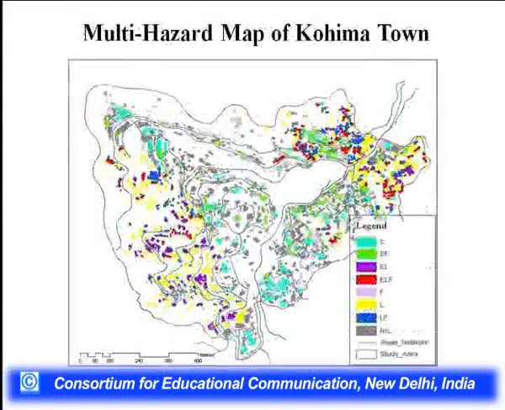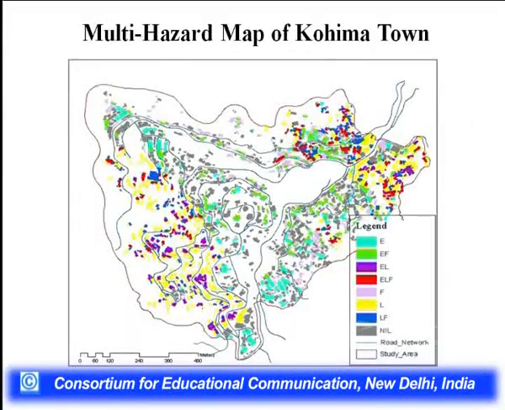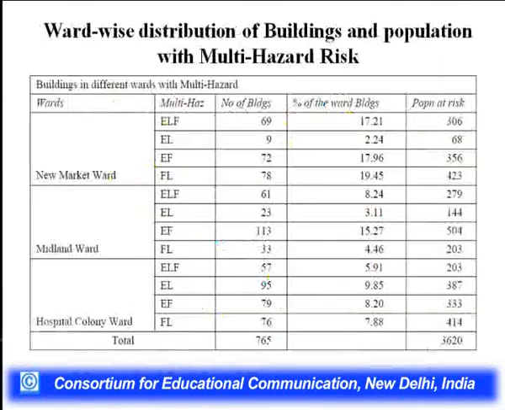And so they have done it combining all. They used three methods for landslide mapping, interpretation of satellite imagery, walkover and others. And now here you see this multi-hazard map of Kohima town. They have done the kind of map we need for every city, and it is possible if you can involve the local college and local university. Here you can see the wards, New Market, Middle Ward, Hospital Colony, what different types of buildings, and what type of multi-hazard exists, a very easy way to understand.